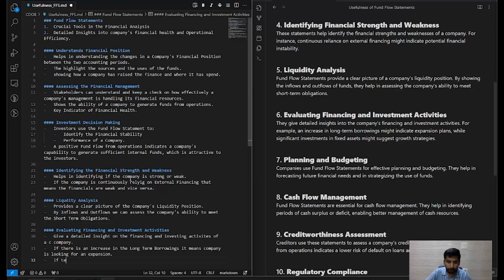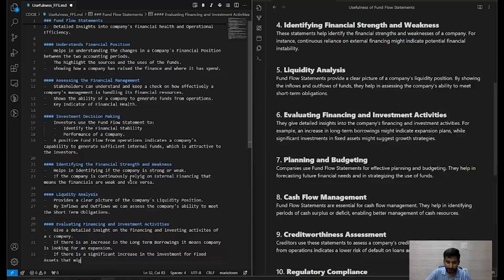On the other hand, a significant increase in investment in fixed assets might suggest growth. So this is how you can evaluate the financing and investment activities using the fund flow statement.